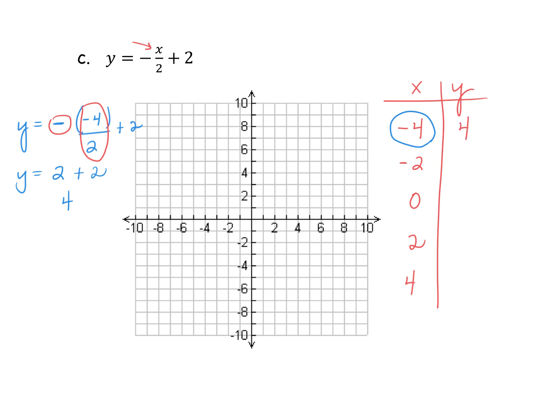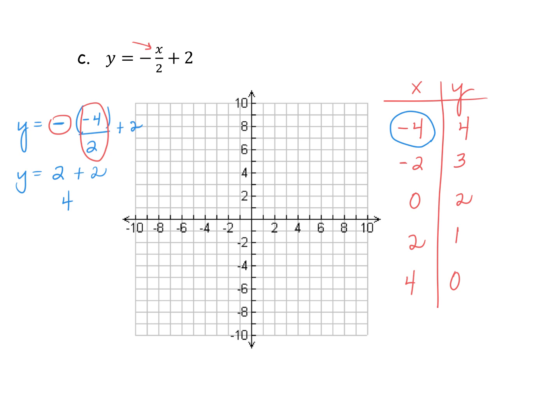And you're going to work your way down. So the rest of the answers are going to end up being 3, 2, 1, and 0. I'm going to graph these. You want to graph like 4 or 5 points to show where your graph is going. You don't want to just graph 2 points.